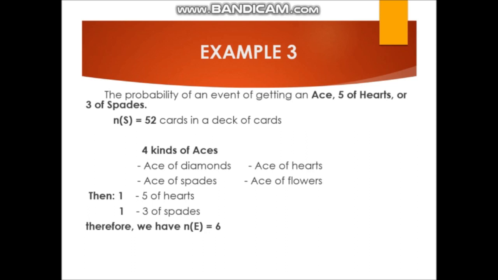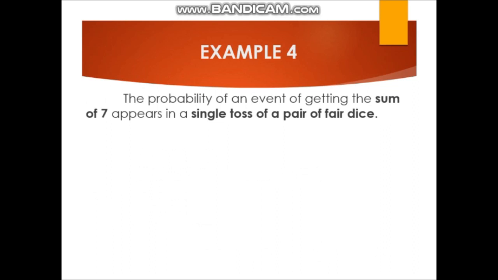Now, since that we already know the value of our sample space and the number of events, we can solve for the probability of an event. So that is just simply 6 over 52, or equal to 3 over 26, which is equal to 0.115.